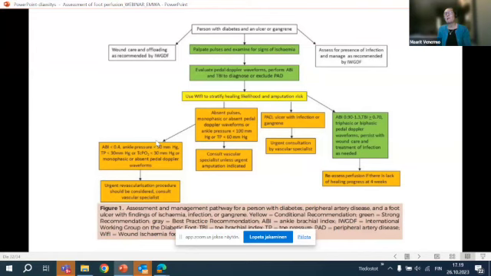Or if ABI is between 0.9 and 1.3, TBI is over 70, there are good pedal Doppler waveforms, persist with wound care and treatment of infection as needed, but reassess perfusion if there is lack of healing progress at 4 weeks.